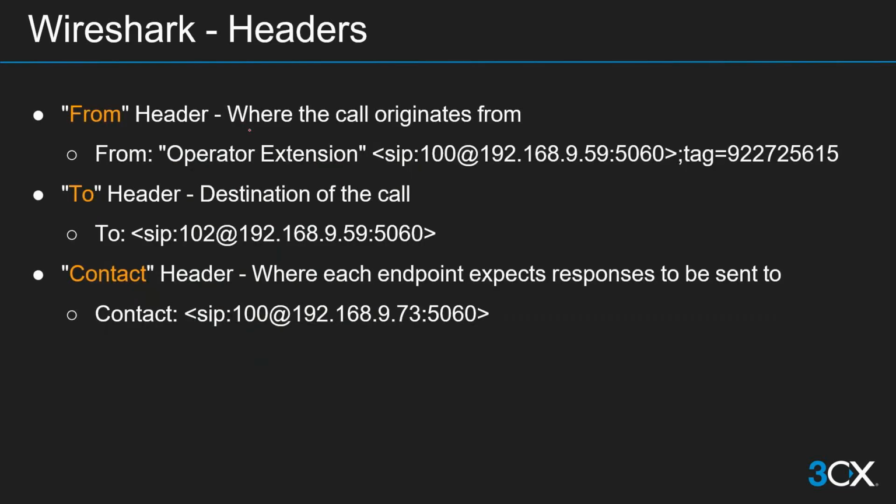The From header is where the call originates from. So it came from the operator extension 100 at the SIP server, port 5060, to the destination of the call, which is local extension 102 at the SIP server on port 5060. And then the contact field is always important, especially if that IP address is not the right IP address, you will face one-way audio, because the audio, the RTP, is then sent to a different IP address.